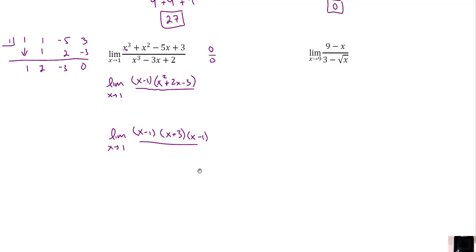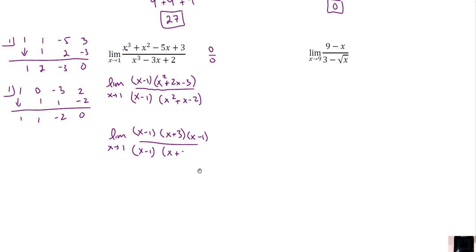How about in the denominator? x cubed minus 3x plus 2. Again, I know 1 is already a 0, so I'll synthetically divide that. 1, 0, negative 3, 2. Carry down the 1, 1, 1, 1, negative 2, negative 2, 0. Sweet. On the bottom, I'm getting x minus 1 times x squared plus x minus 2, so I get x minus 1, x plus 2, x minus 1. Great cancellations. And now that all of the zeros that were in the bottom are gone, I can plug in the number 1. 1 plus 3 is 4. 1 plus 2 is 3.